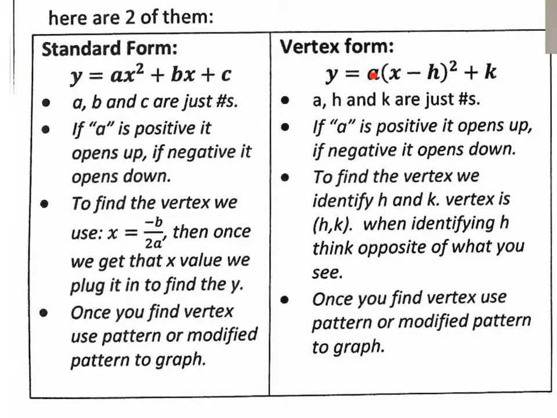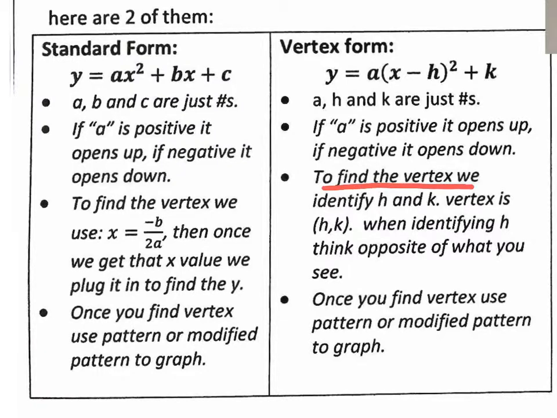A is the same thing. A tells you if it opens up or down. H and K are just numbers, kind of like A, B, and C are numbers. To find the vertex, you don't need a formula. It's called vertex form because if it's in this form, you're going to be able to see the vertex without doing any math. And I would like everybody to really focus in on this.